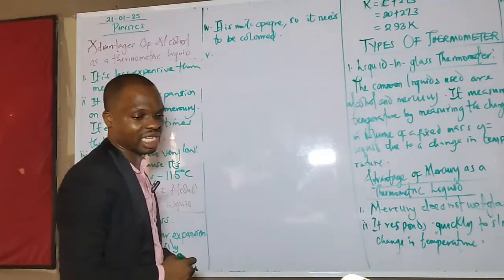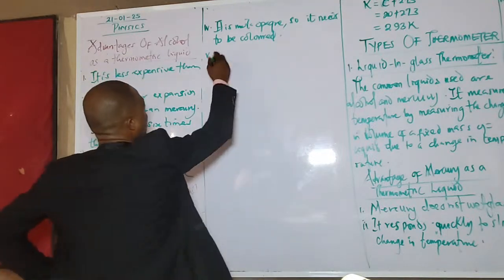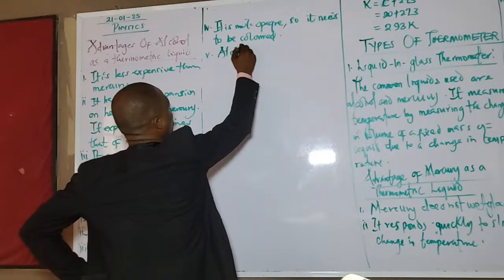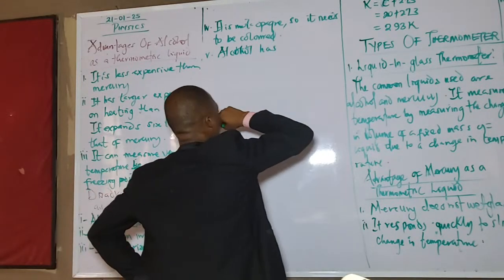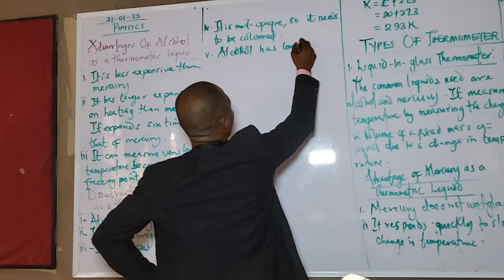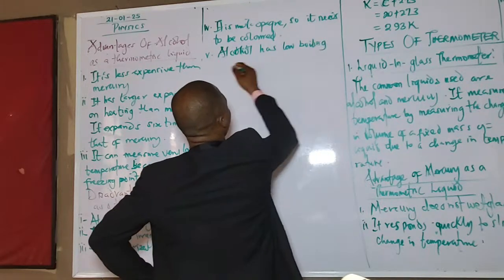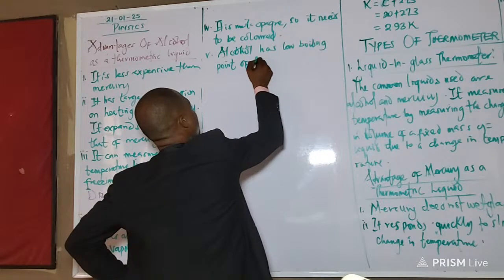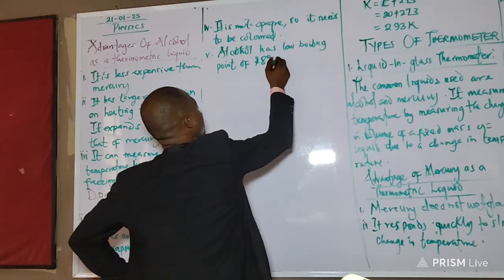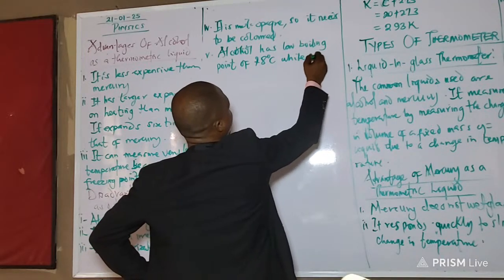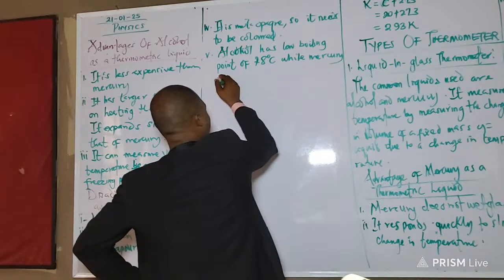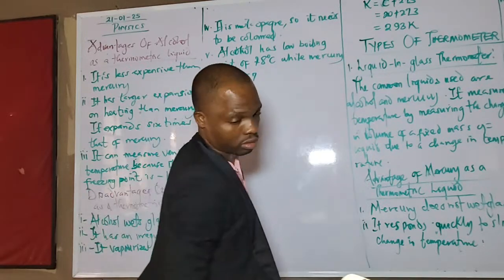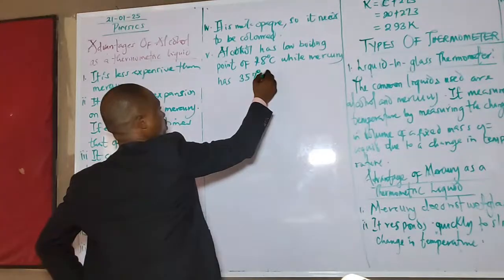Now, another disadvantage is that alcohol has a low boiling point of 78 degrees Celsius, while mercury has 357 degrees Celsius.